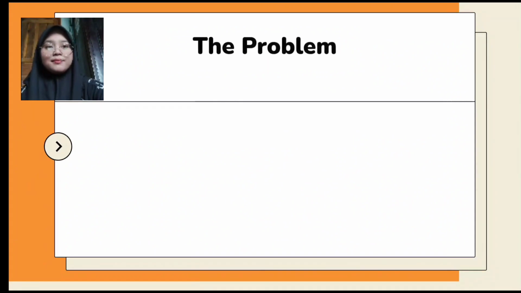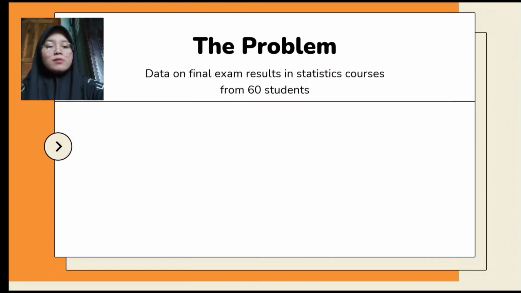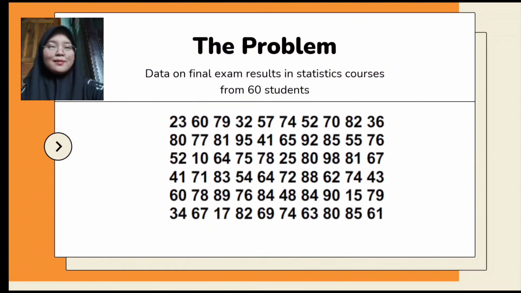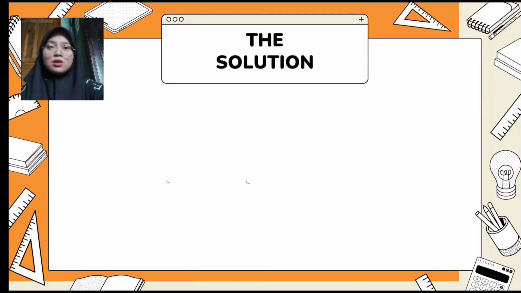Let's discuss the problem. Number 1. Data on final exam results in a statistics course from 60 students. This is the data. Make a frequency distribution list from the data above. The solution.